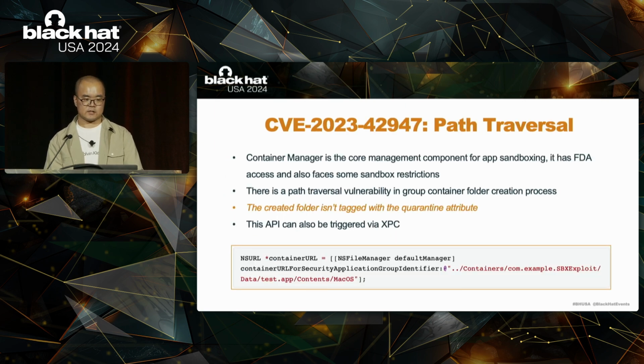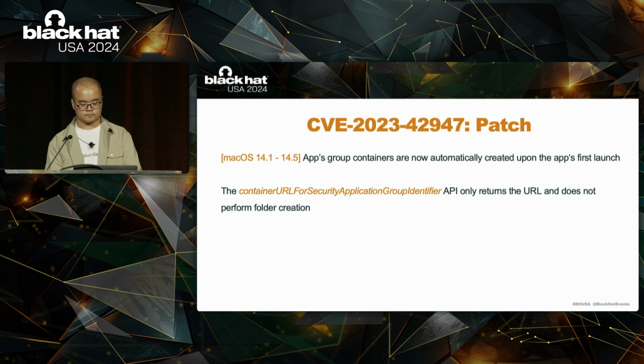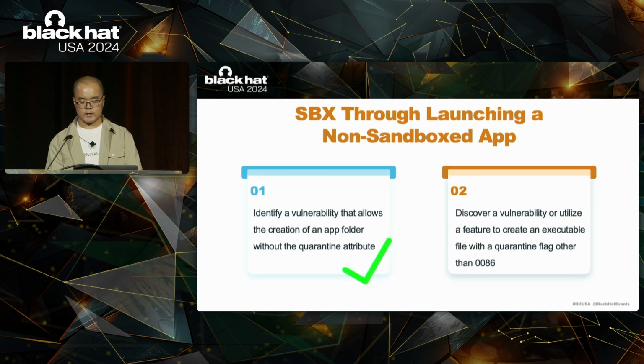And there is a path traversal vulnerability in the group container folder creation process. The created folder isn't tagged with a quarantine attribute. The patch is simple. Now, the API only returns the URL and doesn't perform folder creation. Now, we need to focus on the second challenge. Actually, it cost me more time than the first one.